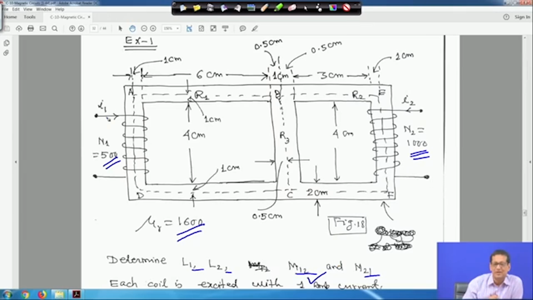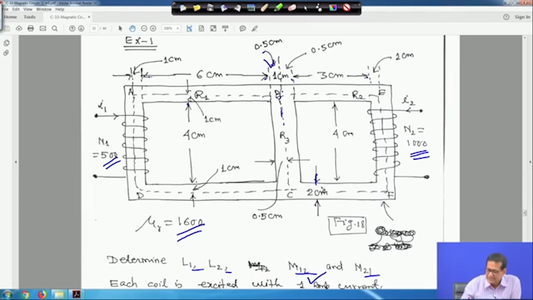We will only consider this first one, and how to take the mean length, how to take the dimension is given. This height from here to here is given as 4 centimeter, from this point to this point it is given as 6 centimeter, and here the thickness is 1 centimeter. So from the mean path, this is actually 0.5 centimeter, this side also 0.5 centimeter. From here to here 3 centimeter, from here to here it is 6 centimeter, and the sides are 3 centimeter each. And this is 2 centimeter, this is 2 centimeter.